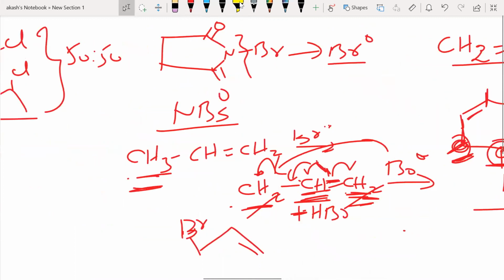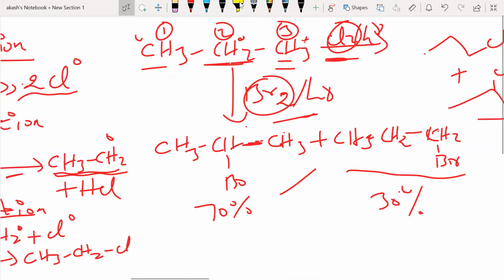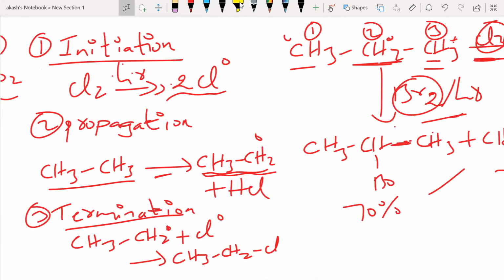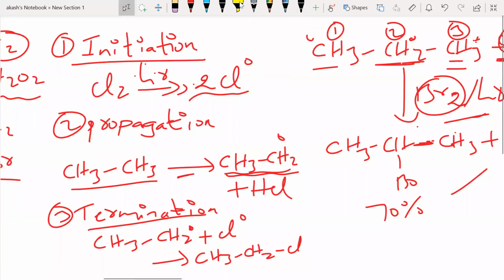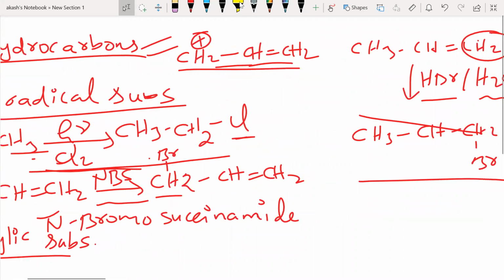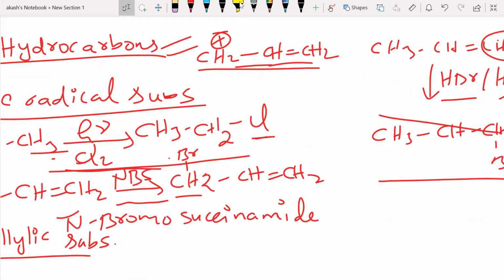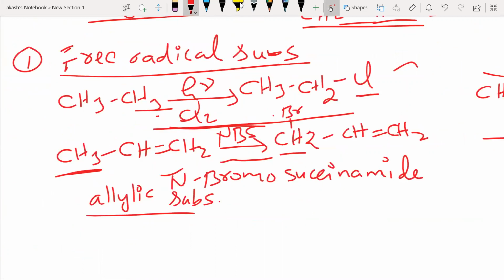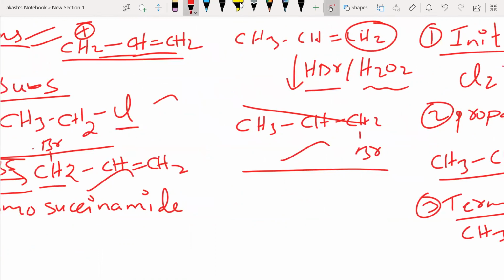There are a lot of other reactions, guys. Maybe as I go through the course, I will tell you. For now, this is what I remember: the important reactions. That is the free radical substitution. Actually, it's a combination of free radical substitution and free radical addition. So these three are the reactions: the first one, the second one with NBS, and the third one being anti-Markovnikov's. Okay, fine. Now we'll move on.